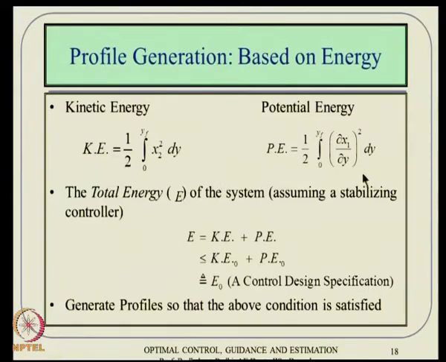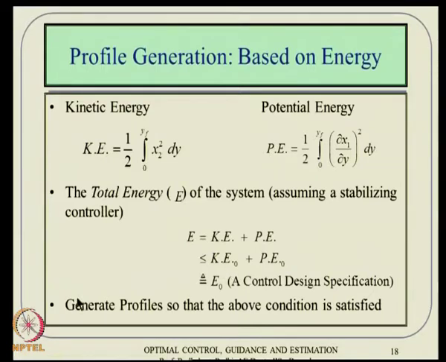So, if the problem definition and the implication are like that, then you say that at the maximum, the total energy, which is nothing but kinetic energy plus potential energy, can deviate only so much. In other words, the entire energy content of the system is bounded by that value E naught. That has to be specified as a control design specification.